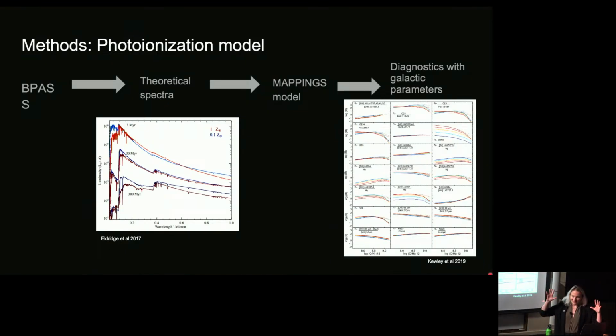So what I've shown so far is the empirical study of these potential diagnostics, but we also wanted to approach it from the theoretical side. To do that, we input galactic parameters into a BPASS software, which then output theoretical galactic spectra with varying metallicities as well as ages. We then input those theoretical spectra into the MAPPINGS photoionization model. And MAPPINGS then outputs these theoretical diagnostics that I introduced earlier.